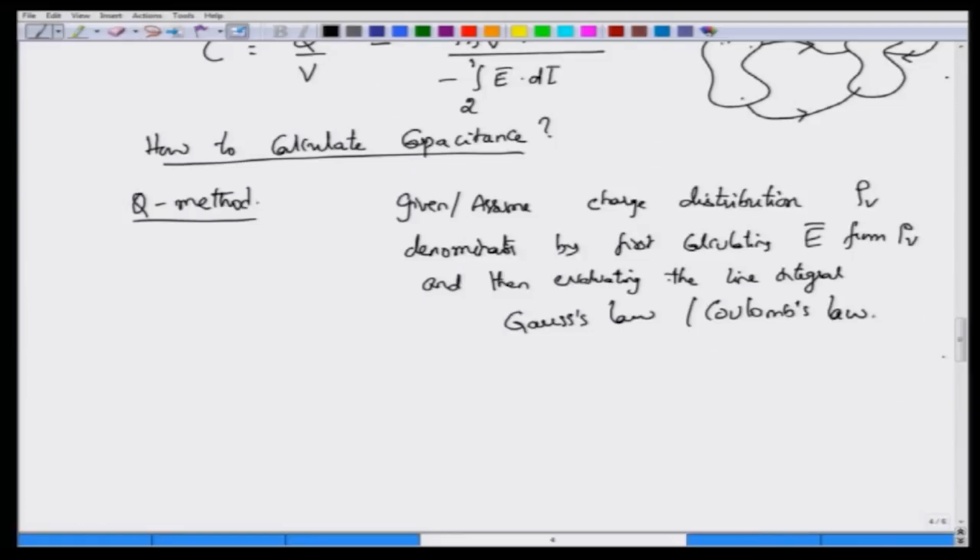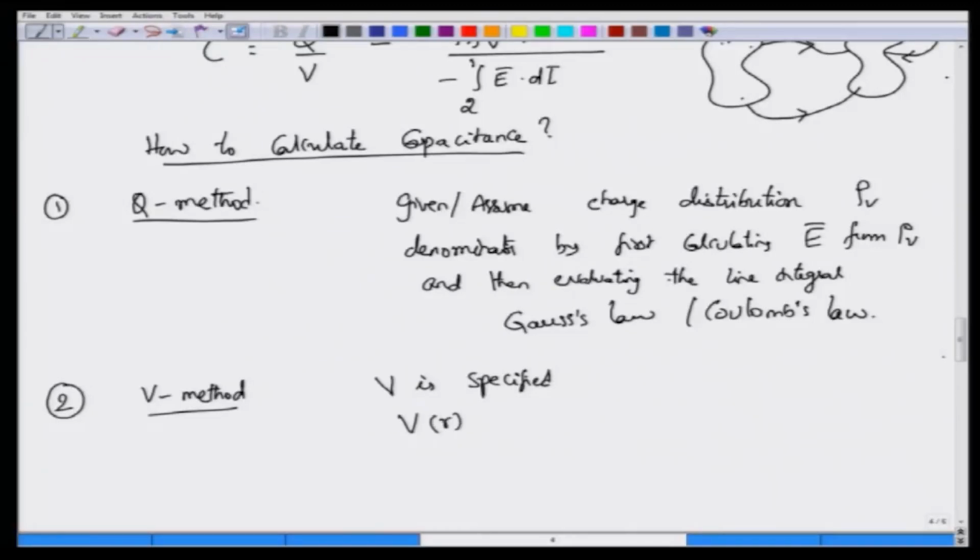Okay. The second method is what we call the V method. In the V method, you assume that the potential V is specified. Say one conductor is held at a particular potential and the other conductor is held at another potential with respect to the origin or a reference, or the potential difference is specified.